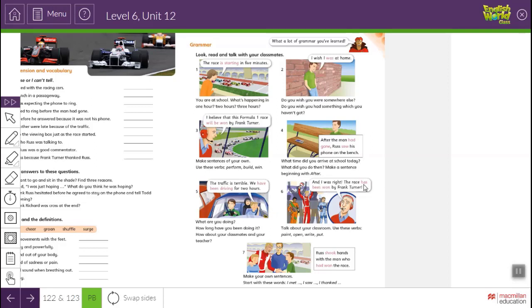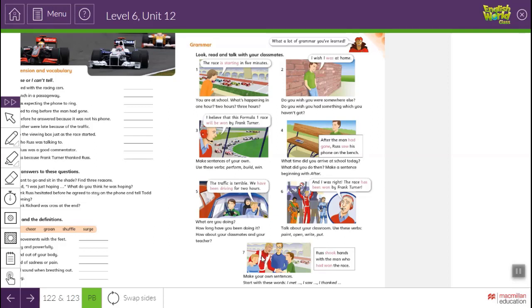Okay, let's move to 6. And I was right. The race has been won by Frank Turner. So, also here we are using the passive in the present perfect. Talk about your classroom. Use these verbs. So you can say, our classroom has been painted. The door has been opened. The homework has been written. The tables have been put inside the classroom.